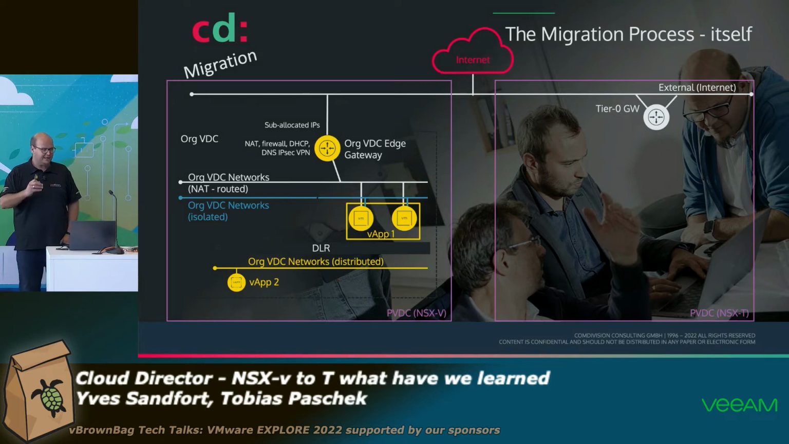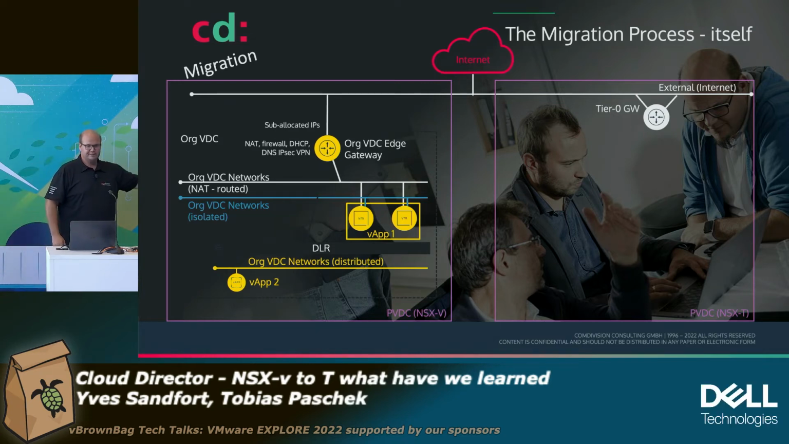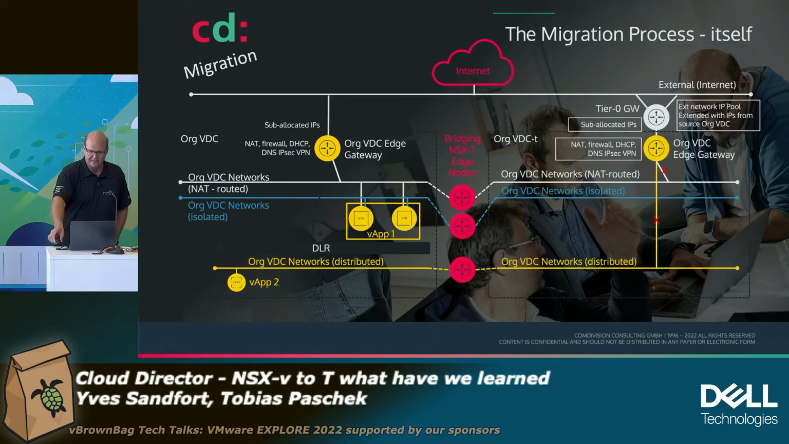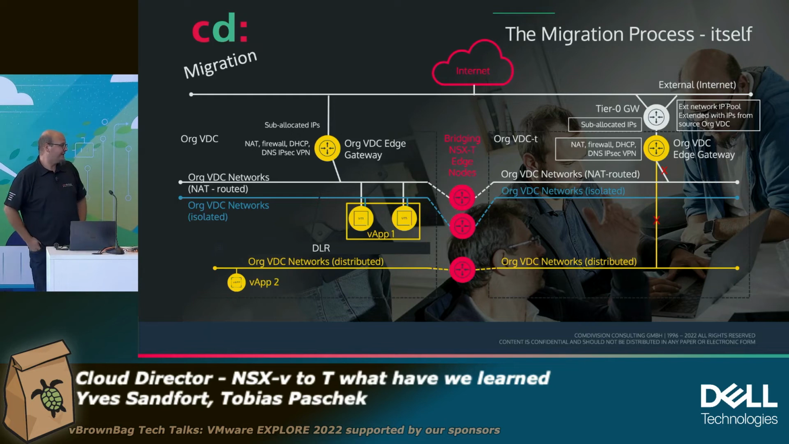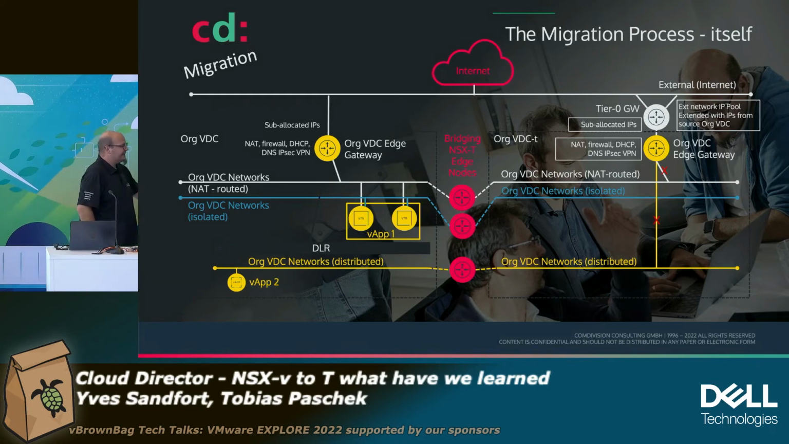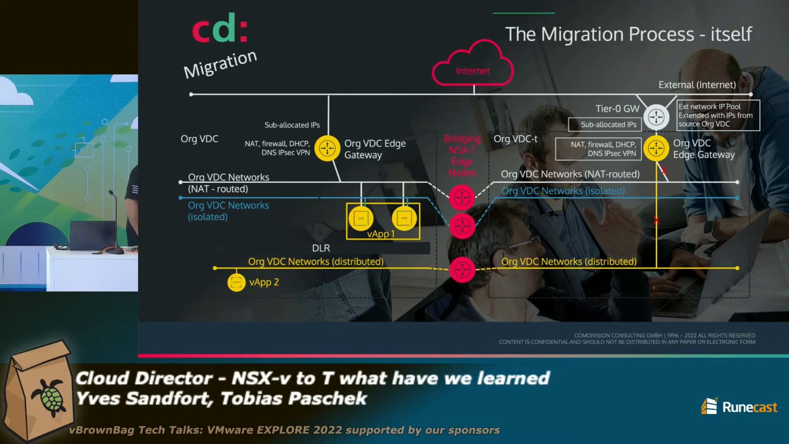Okay, we have the migration tool running. We say, okay, finally, we can go with this kind of customer. We would like to migrate him. So the first thing the migration tool is doing in the background is that all of the networks the customer has used will be automatically generated in the new organization VDC running on NSX-T. So this is the first step.